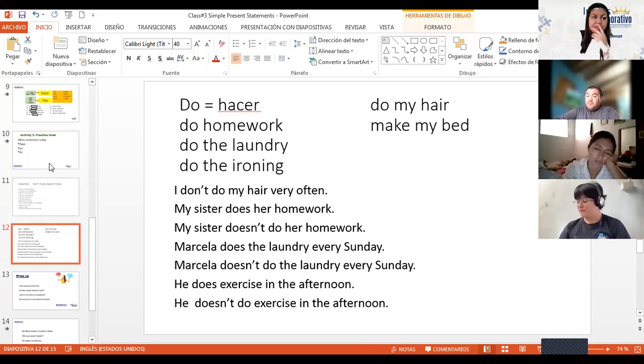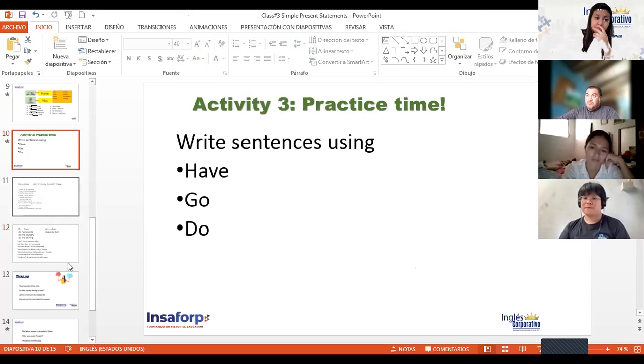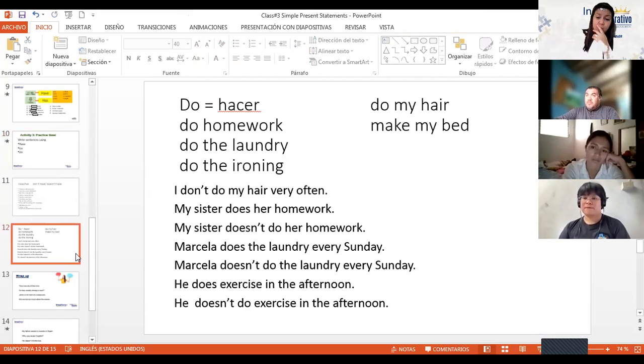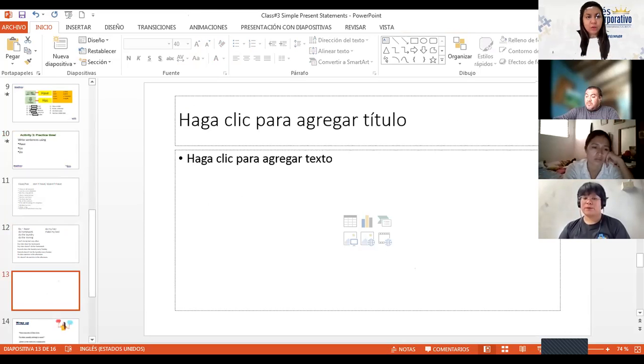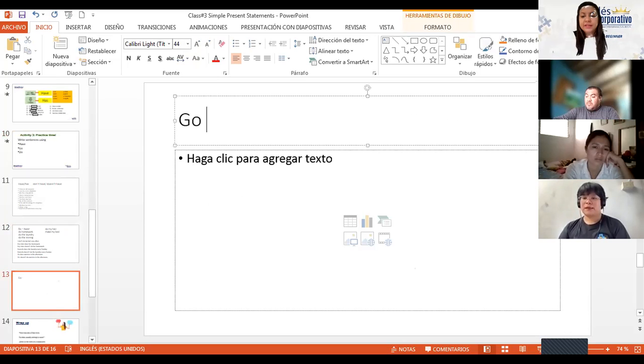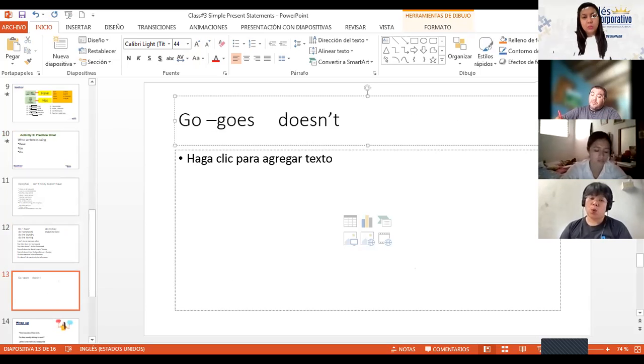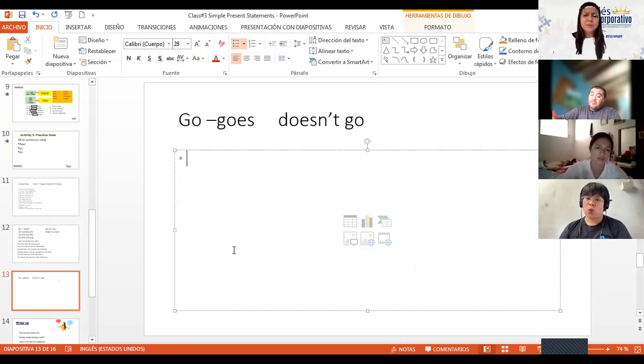No sé si ahí nos entendimos. Y unos últimos con go. En tercera persona es el asunto, ¿verdad? Go. En tercera persona sería goes. Y en negative, doesn't go. Entonces vamos a hacer aquí algunos ejercicios. Yo lo hago en affirmative. You make it negative.